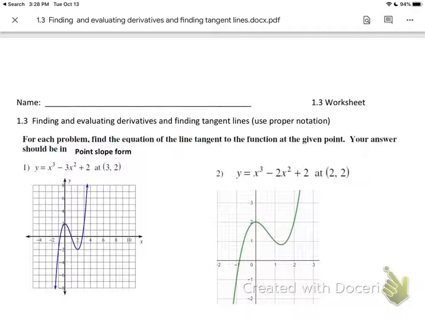Okay, in this video we're going to go over the 1.3 worksheet. So what I want you to know at this point is you're going to find and evaluate derivatives and find tangent lines, and you want to use proper notation.